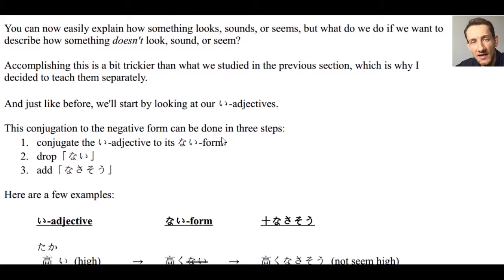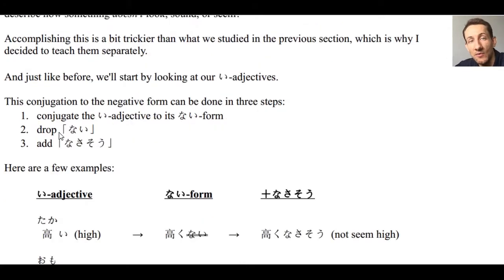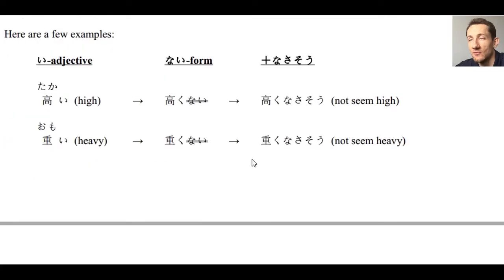And just like before, we're going to start by taking a look at how to use this structure with our e-adjectives. The conjugation can basically be broken down into three steps. First, we're just going to conjugate the e adjective to its nai form. Hopefully you don't have any problems with that by now. So conjugate to the nai form, drop nai and simply add nasa sou. And that's it. So we'll look at some examples to make it a little more clear.